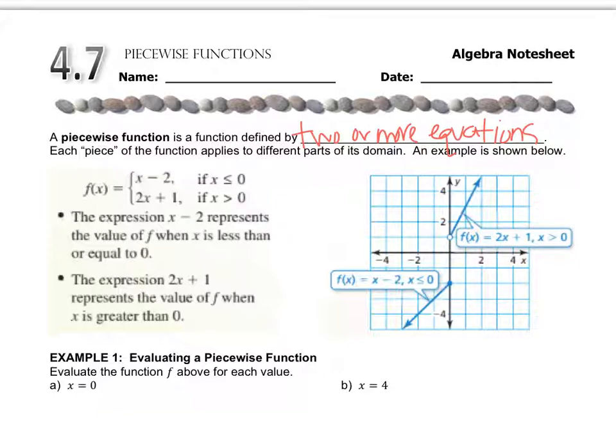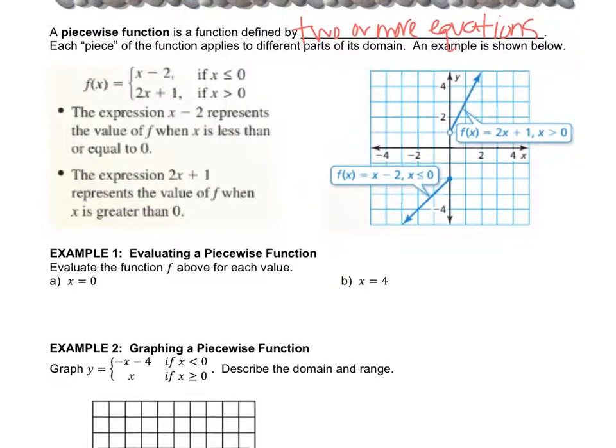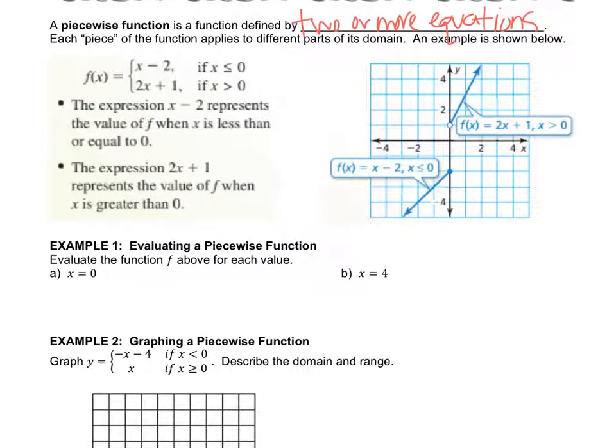So what they want us to do in example 1 is just evaluate the function, but if you're going to evaluate a function, you just have to pay attention to which portion of the graph you're looking at. So if x equals 0, which part of the graph are we going to be in? Now you can look at the graph or you can look at the equation, either one. But we're going to be in the x minus 2 section because 0 fits into the x is less than or equal to 0 section. So when we evaluate it, we don't do the 2x plus 1, we would only plug it into 0 minus 2, which would give us negative 2.